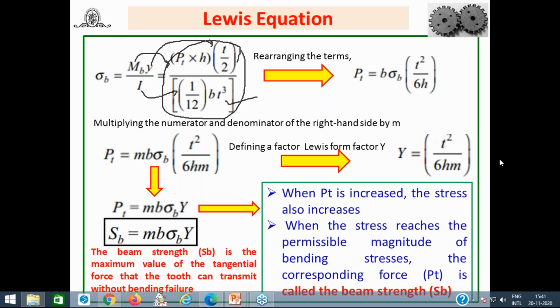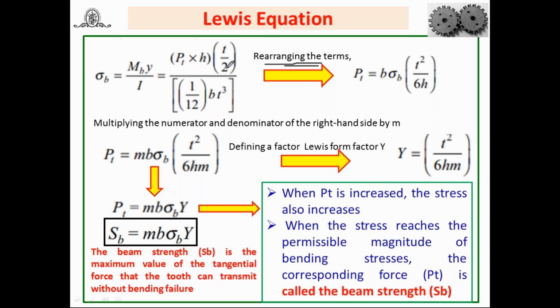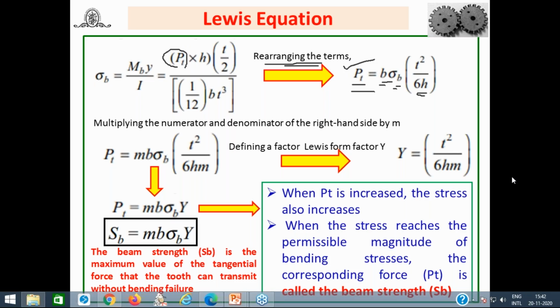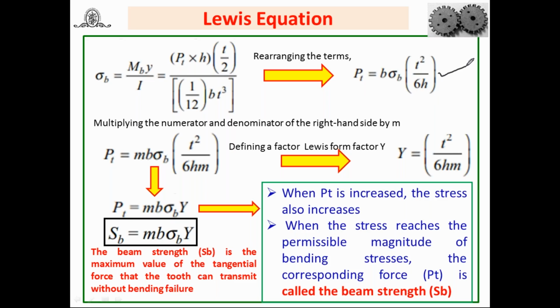What is the next step here? You have to rearrange the terms here. After rearranging the terms, find out PT. So what you will get? PT is equal to b into sigma B into t square upon 6h. Rearranging the terms, sigma B is equal to... so you can find out PT. So you will get PT is equal to b into sigma B into, in bracket, t square upon 6h.